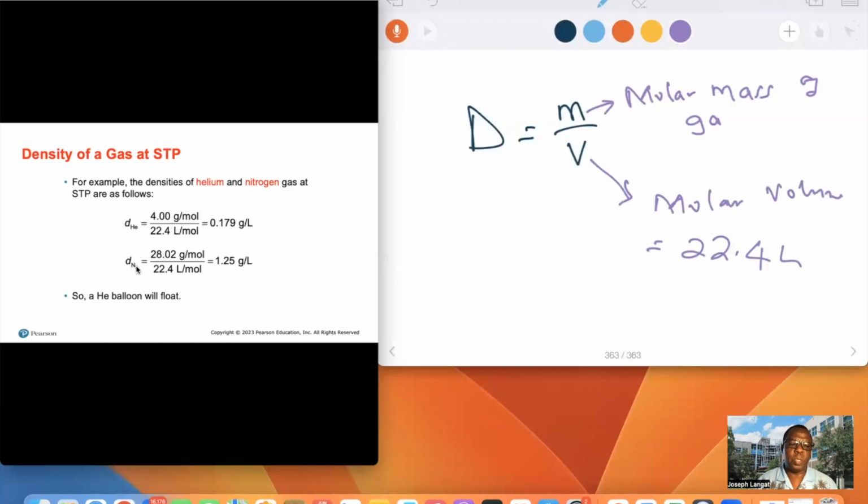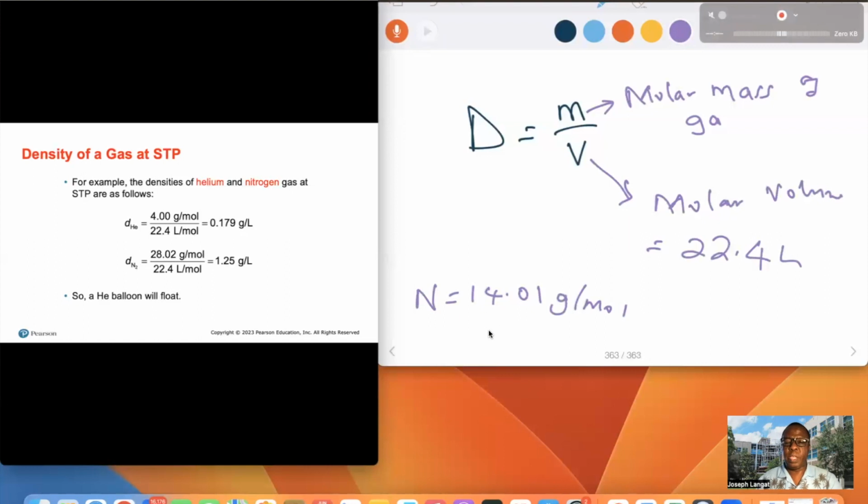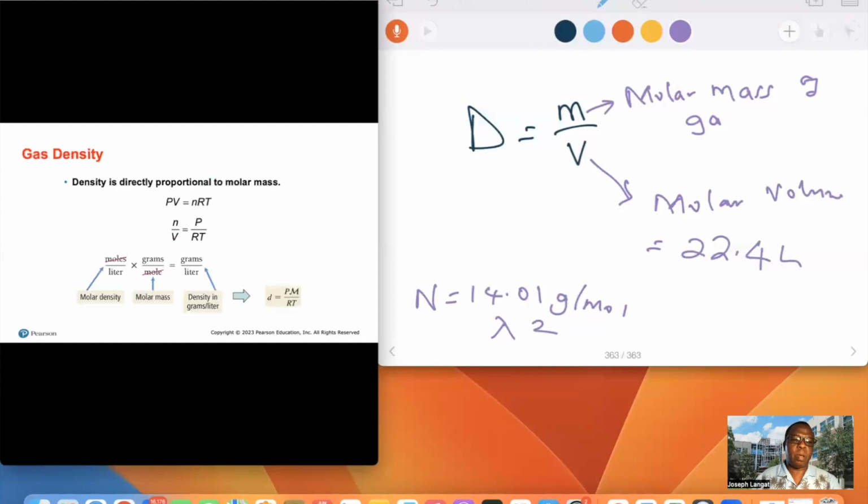Using the periodic table, the atomic mass of nitrogen is 14.01 grams per mole. Since we have two atoms of nitrogen, we multiply by 2, and that is where we get 28.02. For helium, the 4 is just from the periodic table. This gives you an idea of how to determine the density at standard temperature and pressure.